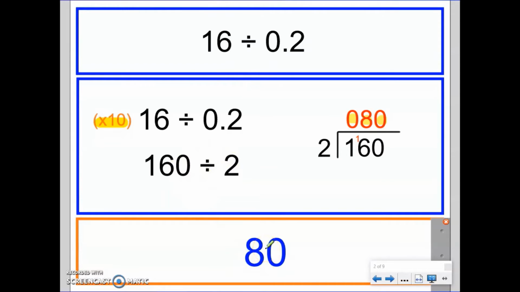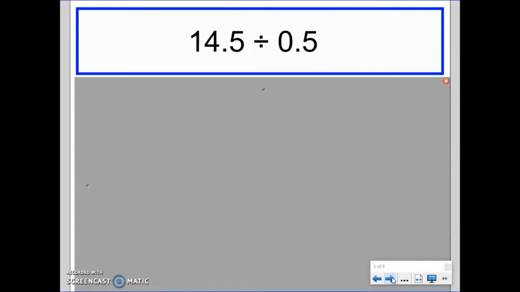But using what we talked about on the very first slide, that also means that the answer to the original question is 80 as well. So we can confidently state that the answer to this question is 80. We just played around with the question a little bit to make it a little bit easier to divide by, changing this number into an integer, into a whole number. Let's have a look at another question.